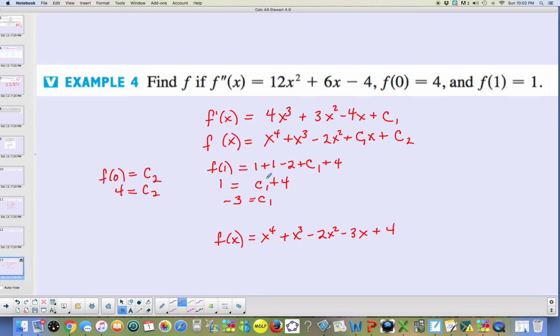2. I put in my 0, and I find that c sub 2 is 4, so I know this is going to be a 4. And then I use this initial condition, put a 1 in for x, 1 in for all these x's, and the output is 1. I get c sub 1 equal to negative 3, and then I'm able to substitute negative 3 in for c sub 1 right here.